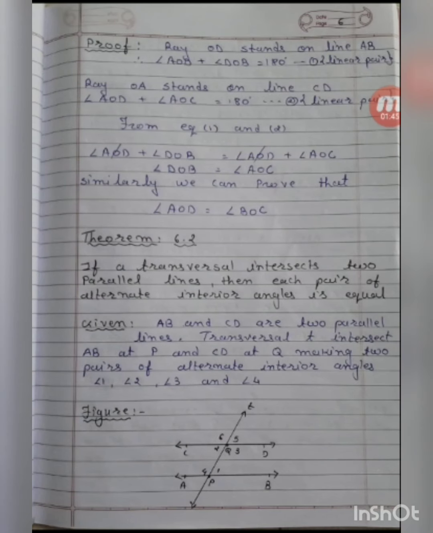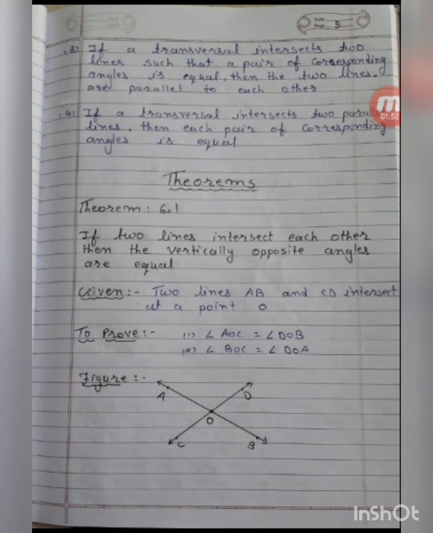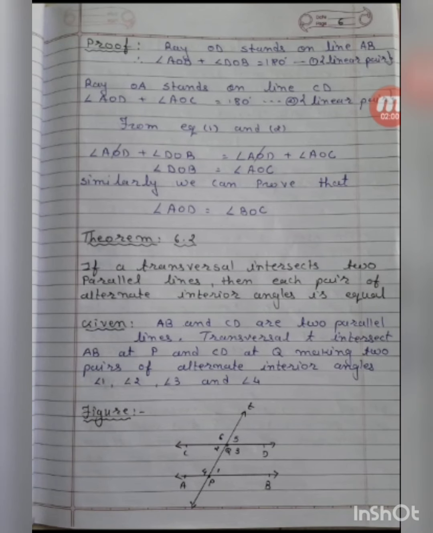Now the proof. Ray OD stands on line AB, as you can see in the figure. So angle AOD and angle BOD are a linear pair. So angle AOD plus angle DOB is equal to 180 degrees. This is equation number 1, and this is a linear pair.